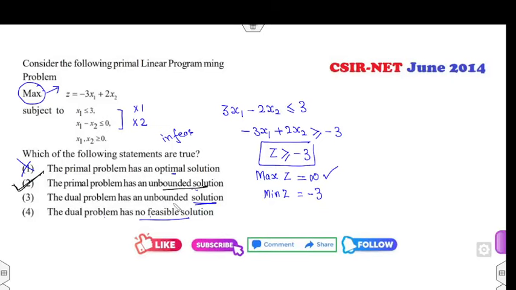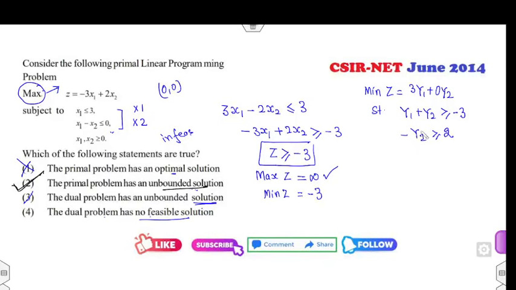The dual problem has an unbounded solution. That's wrong, because you will get that (0, 0) is a feasible solution. Fine. Otherwise, you can write the dual if you want. Minimization of 3y1 + 0y2. What is my constraint? y1 + y2 is greater than or equal to -3, and -y2 is greater than or equal to 2.